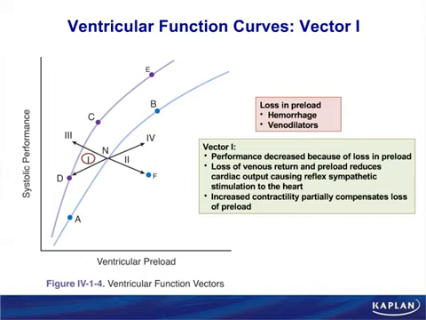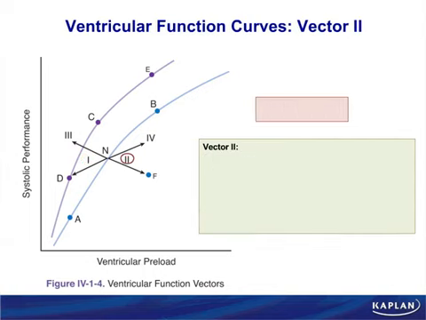So again, the key thing to do, ask yourself, number one, what happened to preload? Number two, what happened to performance? If they go the same direction, the initial event is Frank Starling. And then just think about ways that they could assess you. In this example, loss of preload, how could you lose preload? Clinical vignettes, you're thinking clinical vignettes. Oh, the patient had diarrhea for 4 days. We're thinking decreased preload because of loss of vascular volume.